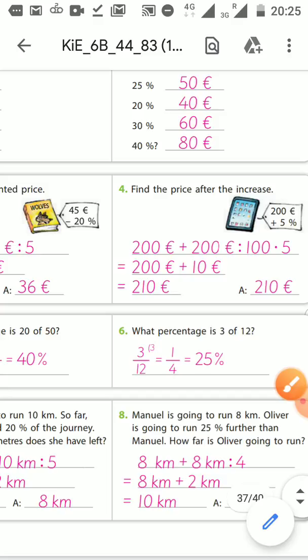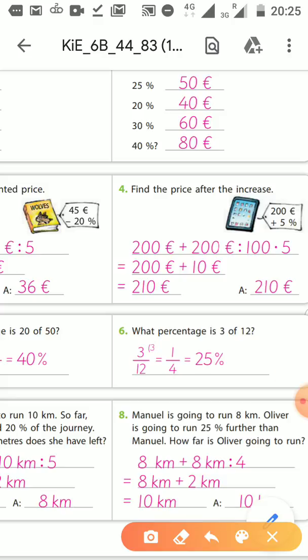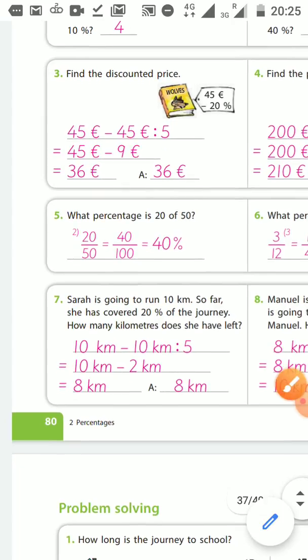Going to number 4, we've got a price increase, 200 euros. It's gone up 5%. This is, again, straightforward. You know that if it was 5% of 100, it would be 5 euros. So 5% of 200 will be 10 euros, and you add it on to get 210 euros.